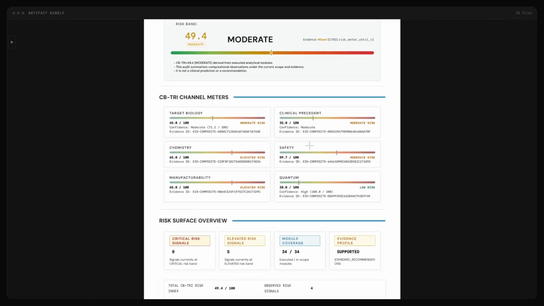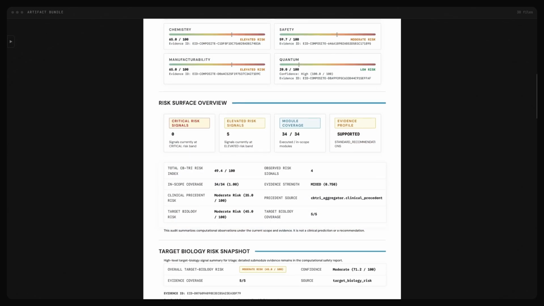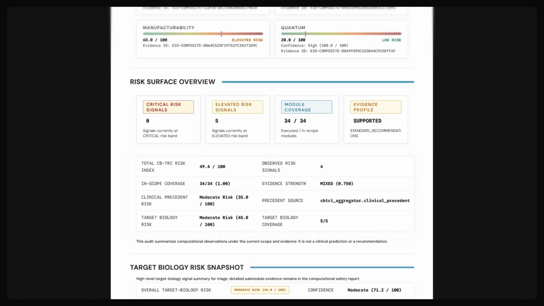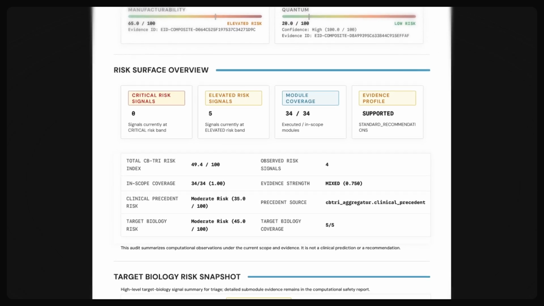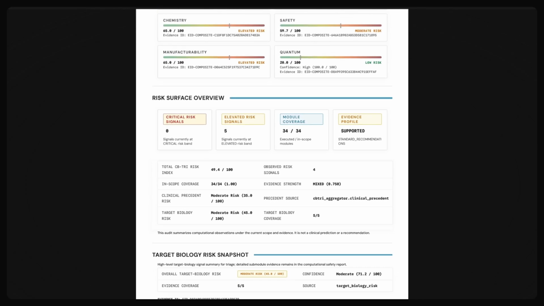The Risk Surface Overview is the report's quick structural snapshot. It shows how much high-severity pressure is present, how complete the analytical coverage is, and how strong the supporting evidence is across the current scope.